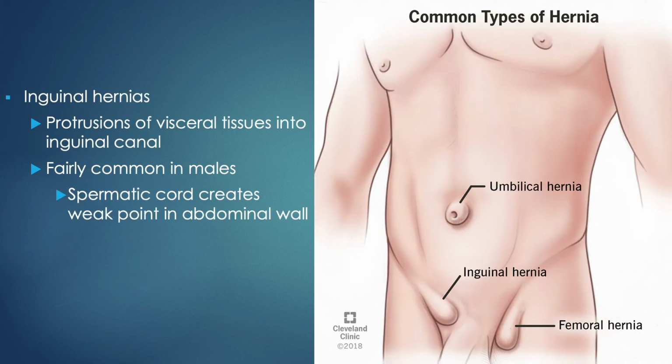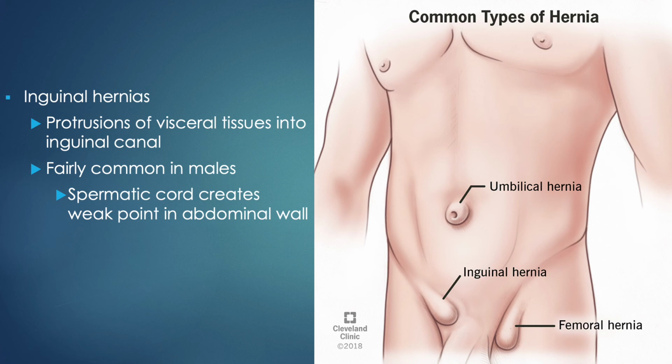An interesting clinical correlation of this spermatic cord is that inguinal hernias are incredibly common here. This is because there is a weak point in the abdominal wall at the specific site. What a hernia is, essentially, is just a protrusion of visceral tissues into a place where they're not supposed to be. So this image on the right is from the Cleveland Clinic, and it's showing you where an inguinal hernia is versus a femoral hernia versus an umbilical hernia. And it's all the same thing.